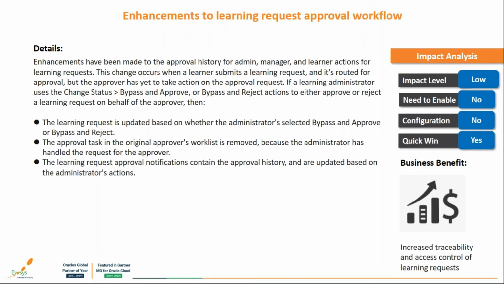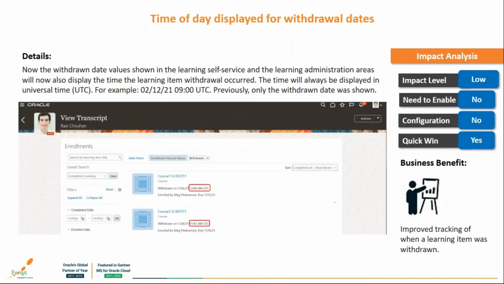Coming to the impact analysis, the impact level is again low. There's no need to enable, neither are there any configurations, and it's again a quick win. Time of day displayed for withdrawal dates. Now, most people who are familiar with the manage employment section of the Fusion Cloud system know that the Fusion system does not really rely on the timestamp, but Oracle has made a difference this time. This time, they have introduced the timestamp added attribute so that it improves the tracking of when a learning item was withdrawn.